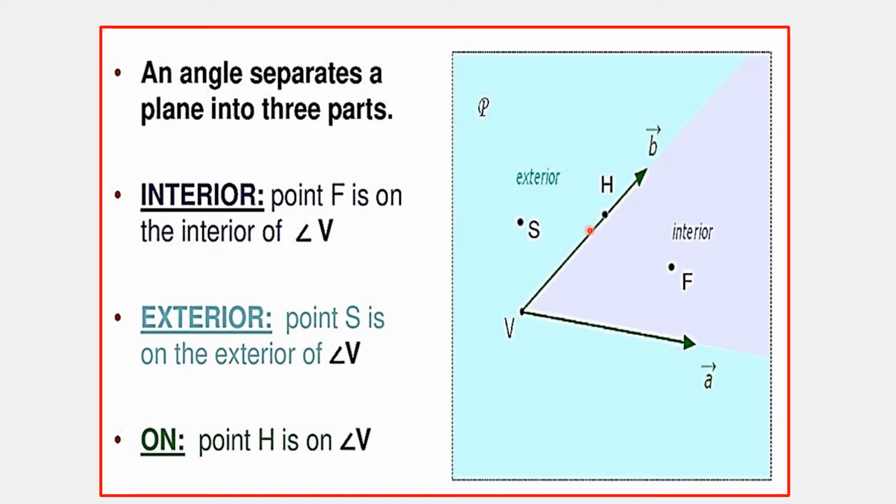Now let us see an example and understand it in a better way. Point F is in the interior of angle V. Suppose you are naming this with one letter, this is angle V. Point F is in the interior of angle V, and point S is in the exterior of angle V. This is outside, exterior; that is inside, interior. And point H is on angle V. You can see it is lying on the ray, so point H is on angle V.